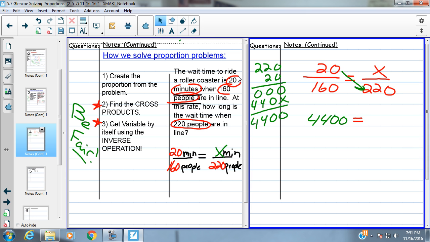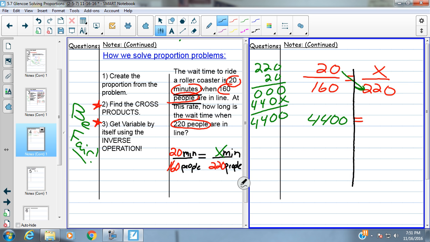And it may actually help in this problem if you place a vertical line on your equal sign to show the left and the right side. Now we got to create our other cross product, and that comes from one side's numerator to the other side's denominator. What is 160 times x? It is 160x.